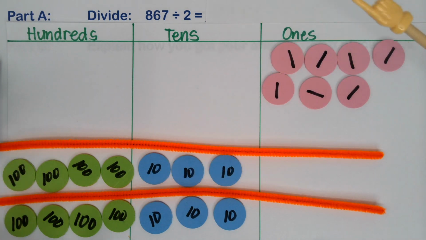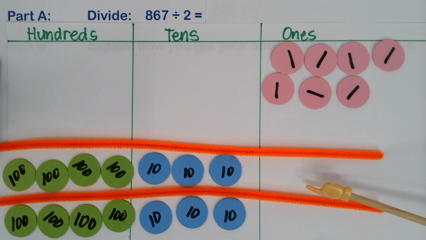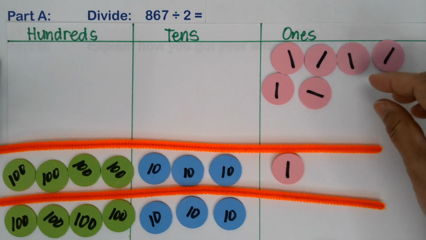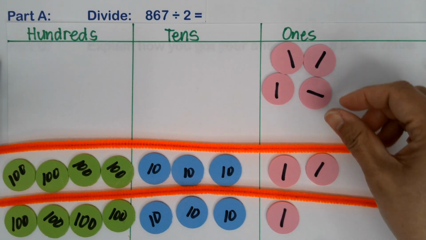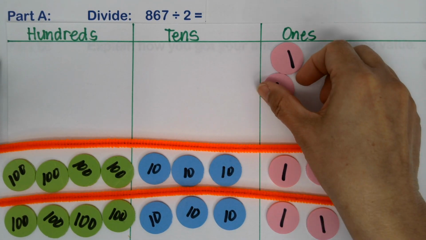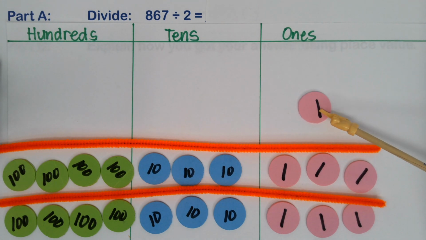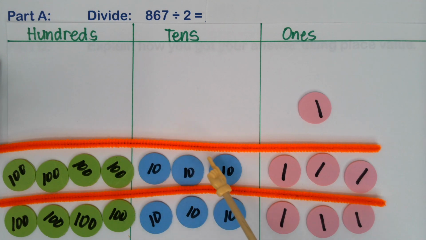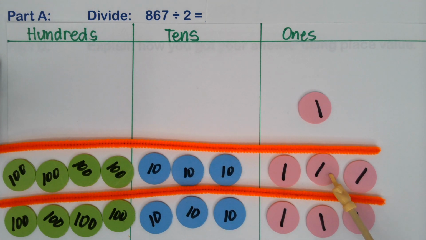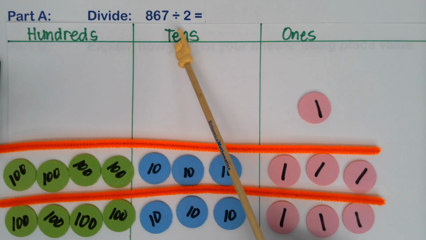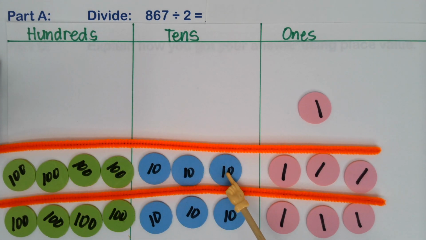Then we have to divide those 7 ones into the 2 groups. And we have 3 ones in each group, but we have 1 extra. So this extra is what we call the remainder. So therefore each group has 400s, 3 tens, and 3 ones. And so the quotient of 867 divided by 2 is 433 with a remainder of 1 one.